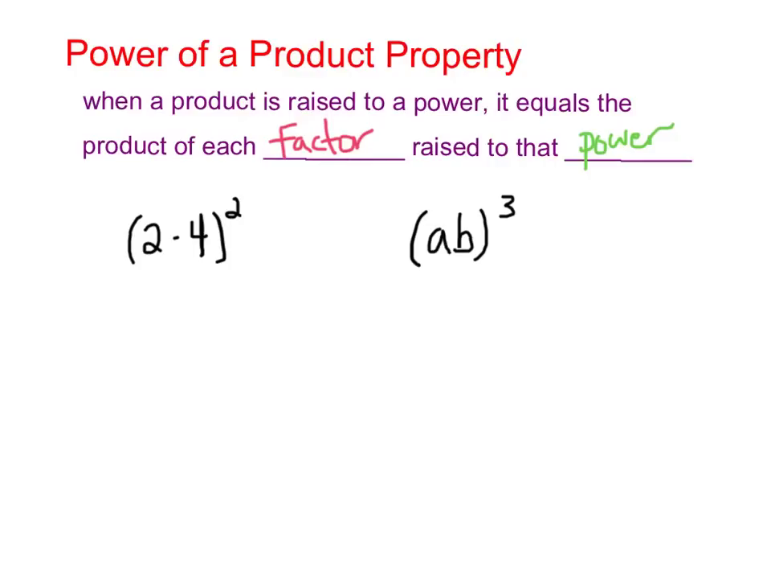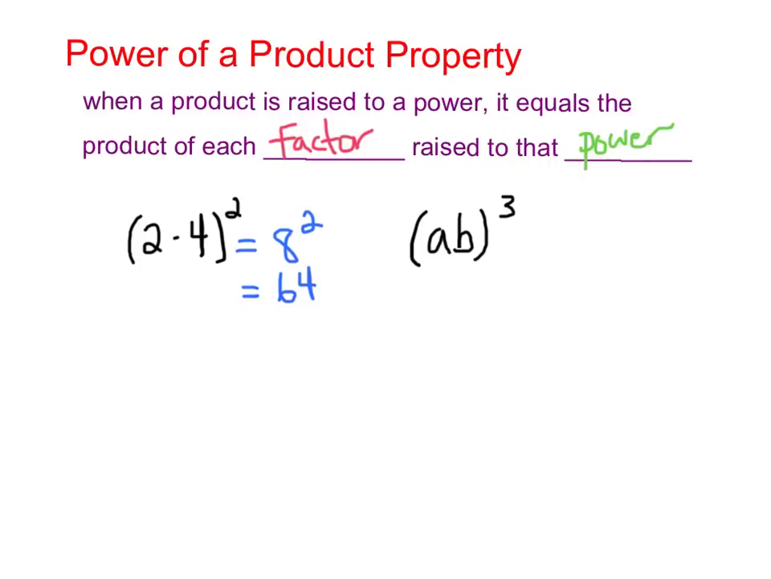Okay, so if we look at this first example, we have 2 times 4 to the power of 2. Now, most of you would say, okay, well, if we just simplify that, that means 8 to the power of 2. And what is 8 to the power of 2? Well, you would tell me it's 64.